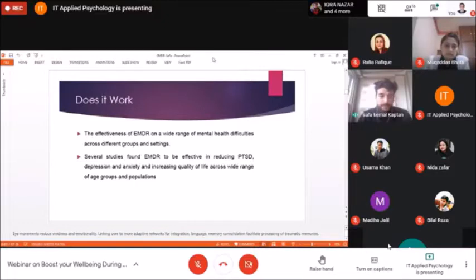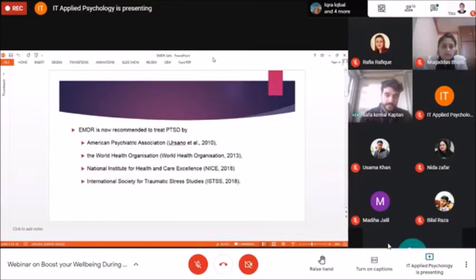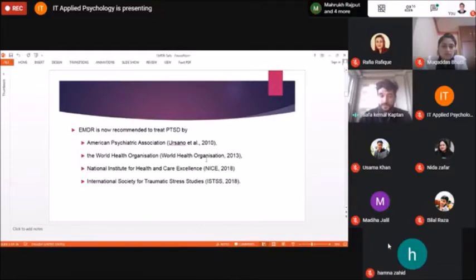So EMDR works. We know that it works, and it has been studied in several settings and with different groups with different mental health difficulties. As a result, it has been found that EMDR is effective in reducing PTSD, depression, anxiety, and other mood disorders and other difficulties. It's quite effective in treating phobias, for example. Next slide, please. And as a result, EMDR is now recommended to treat PTSD as a first-line treatment by several organizations.